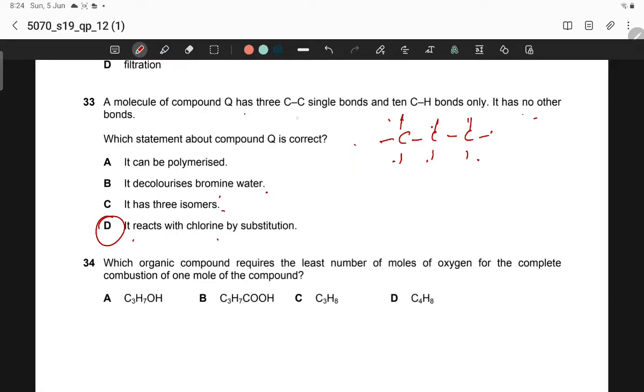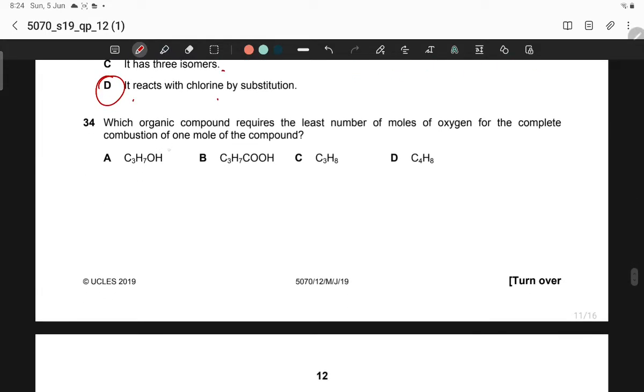Q has 3 carbon to carbon single bonds and 10 CH bonds only. One, two, three. So it reacts with chlorine by substitution. Which organic compound requires the least number of moles of oxygen for the complete combustion of 1 mole of compound?